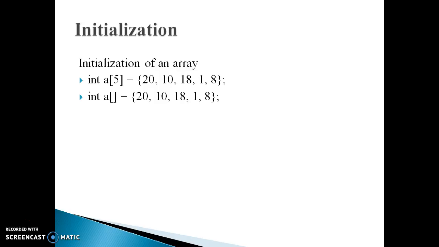Next is the initialization of an array. These two are the examples. In this example, integer a of 5, the 5 is the size of the array, and we initialize the elements in curly braces. In the second, int a, the size is not specified, and in the initialization they have allotted the elements to this array with an unspecified size.